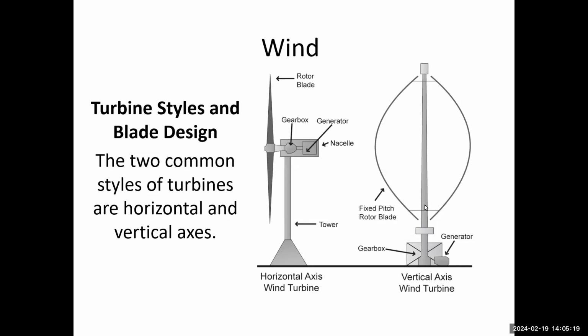This is a vertical axis, so it's spinning around a vertical axis. This is a horizontal axis, spinning around a horizontal axis. There are pros and cons to both.